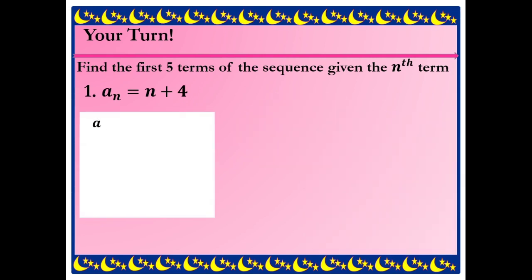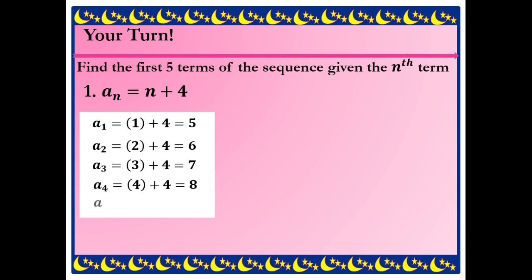Okay, let's check. The answer for a sub 1 is 5. For a sub 2 is 6. For a sub 3 is 7. For a sub 4 is 8. And a sub 5 or the fifth term is 9. Therefore, the sequence is 5, 6, 7, 8, and 9. I'm sure you got it correctly. Number 2.